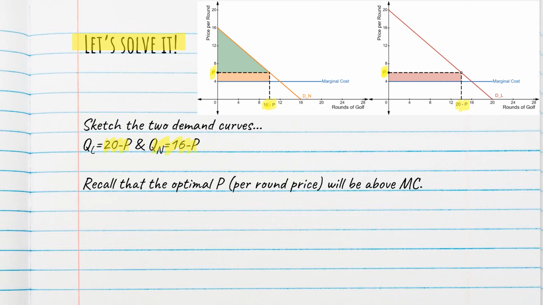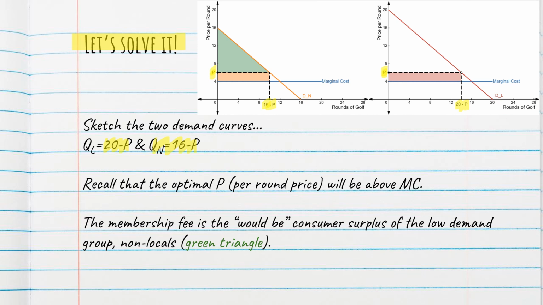What else can we say? We know the optimal price has to be above marginal cost. We also know that the optimal membership fee is what I call the would-be consumer surplus of the low demand group. So we look at our graphs, we observe that our non-locals, the orange line, are our low demand group because their willingness to pay tops out at 16 and the willingness to pay of locals tops out at 20. So our low demand group is the non-local group. Again, the membership fee is the would-be consumer surplus of this group.